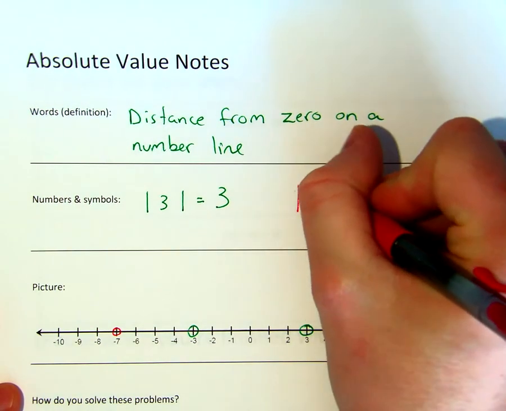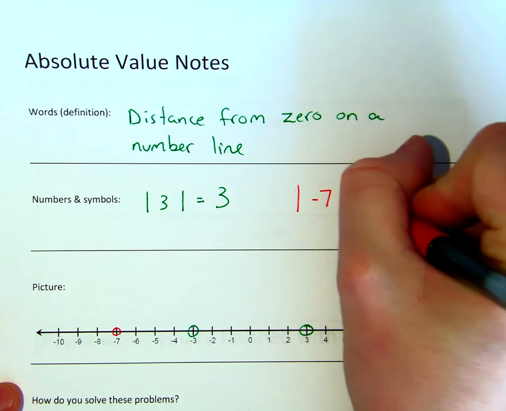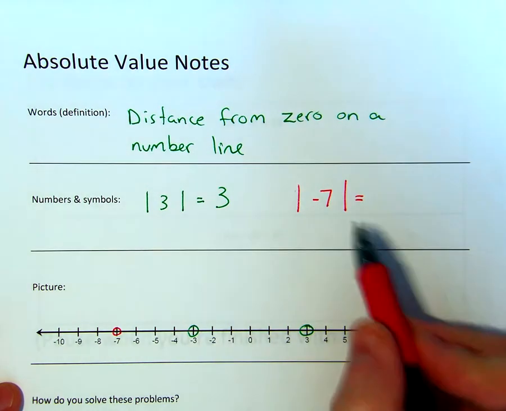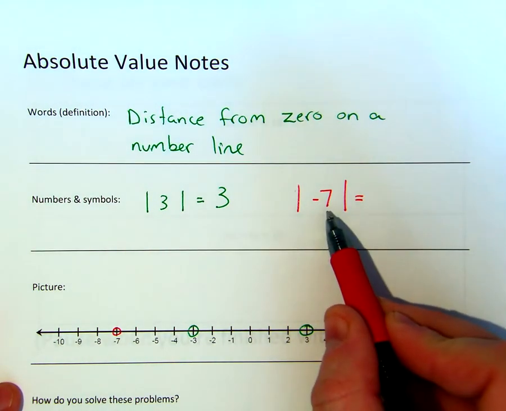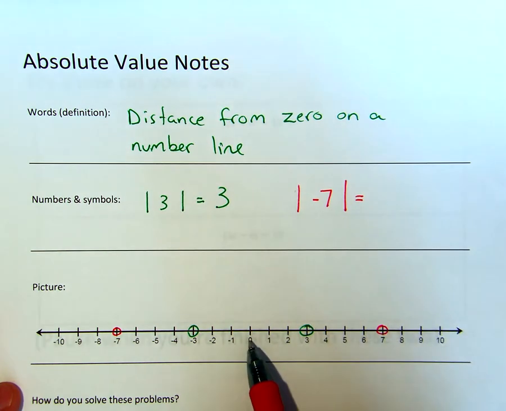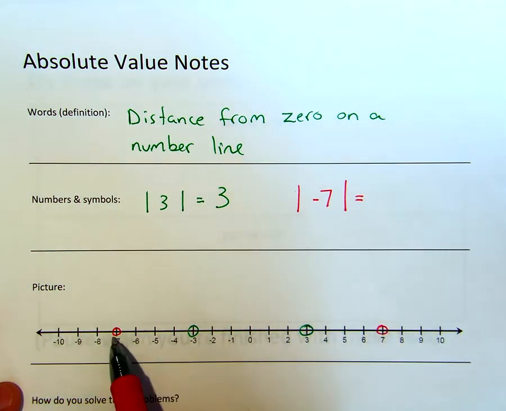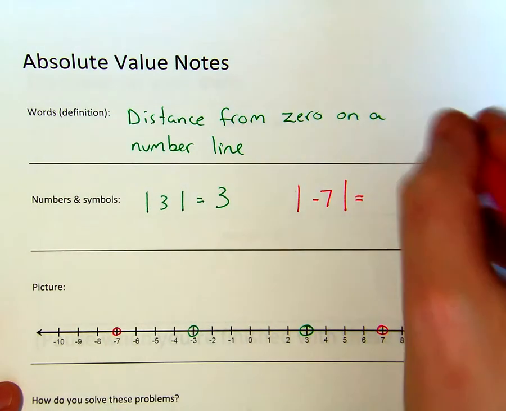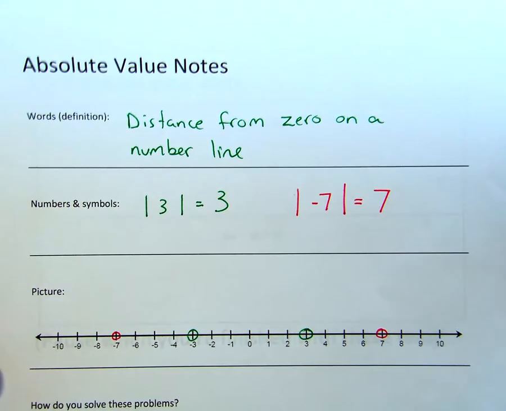If we're talking about the absolute value of a negative number, say negative 7, this is asking how many spots from 0 is negative 7 on a number line. In our earlier example, we started at 0 and we counted to the left 7 spaces. So the number negative 7 is actually 7 spaces away from 0.